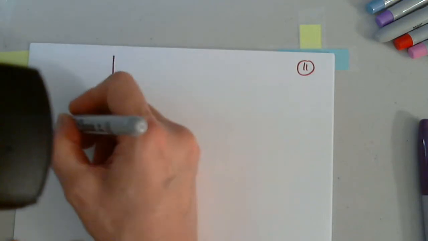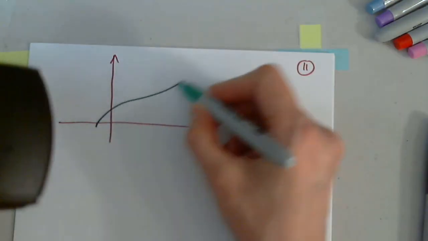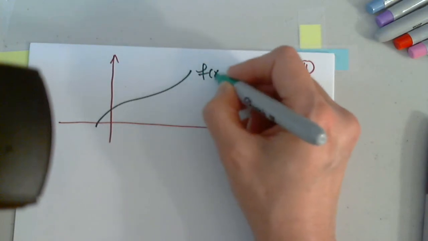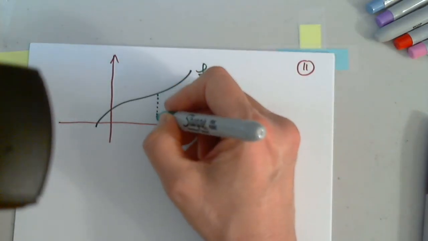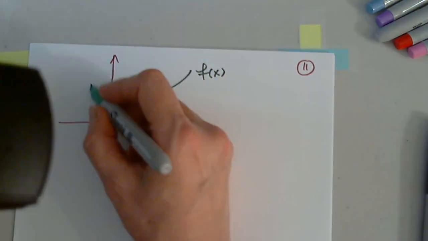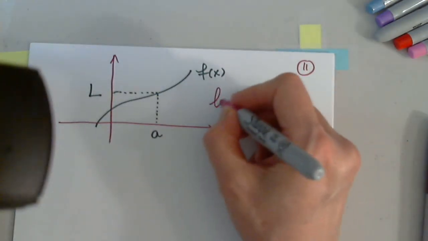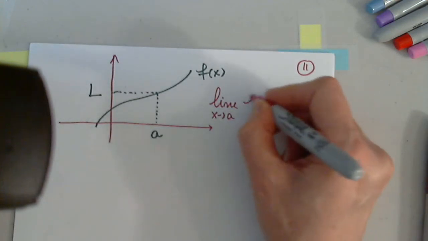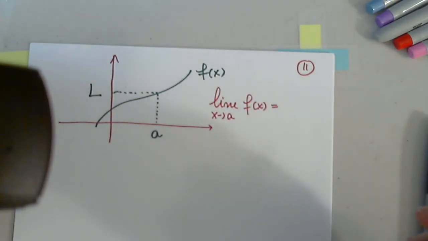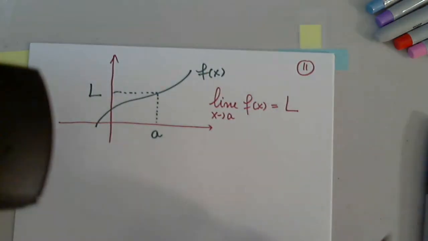So I'm going to graph a function. I said linear, but right now I just use any function. So this is function f of x. This is a. And this is L. So I hope you agree that when we say that the limit as x approaches a from either side of f of x is, what? It's going to be L. It's L, right? Yep.